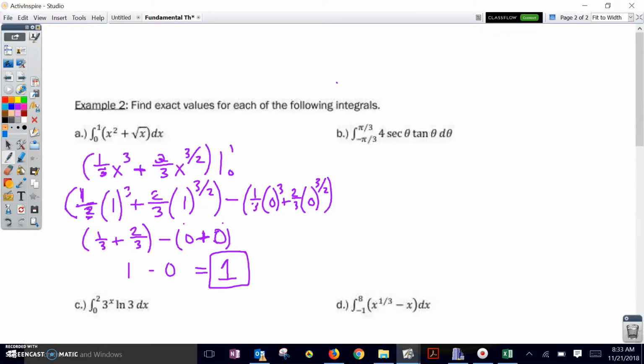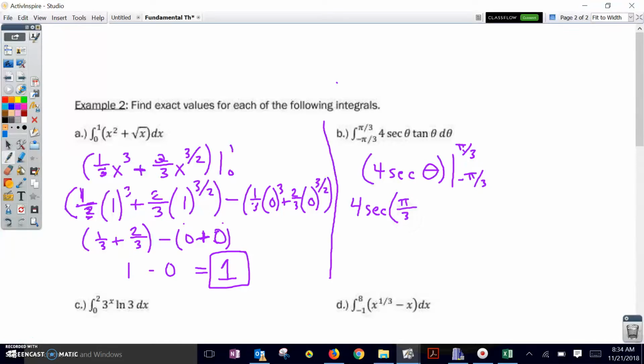The integral from negative pi over 3 to pi over 3 of 4 secant of theta tangent of theta d theta. So we find the antiderivative first. What do we take the derivative of in order to get 4 secant of theta tangent of theta? And that is going to be 4 secant theta, which we're going to evaluate from negative pi over 3 to pi over 3. So we've got 4 secant of pi over 3 minus 4 secant of negative pi over 3.